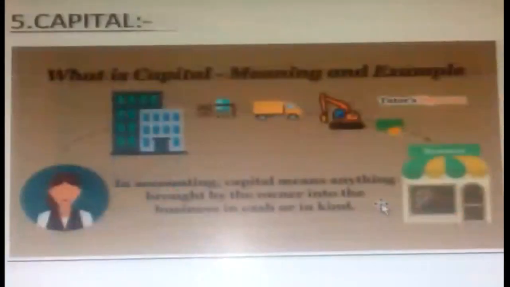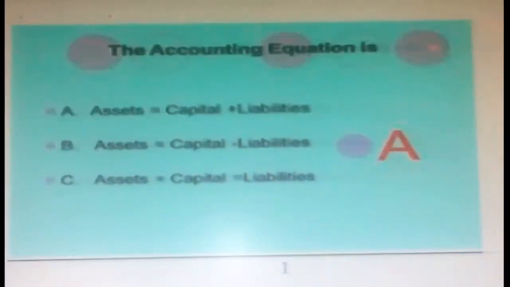Now the capital, the very important one. As a business, everyone knows that we invest some money. That money is called capital, correct? Capital means anything brought by the owner into the business in cash or in kind. It may be property like building, land, then any machinery like that. See the map here, correct? See here. The equation is very important. Once you know the capital, as you know assets and liabilities, this is a very, very important equation.